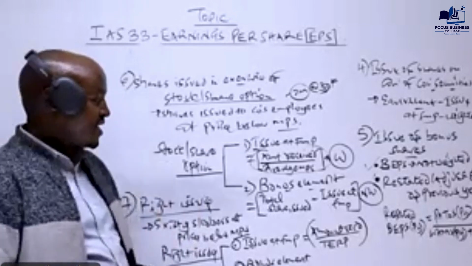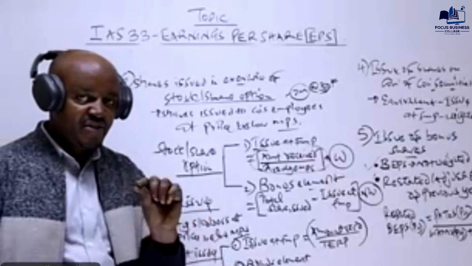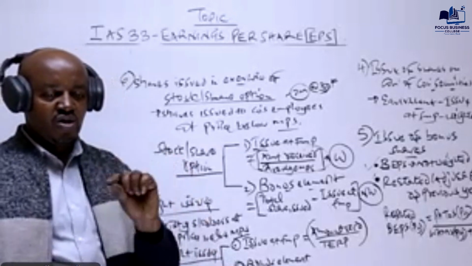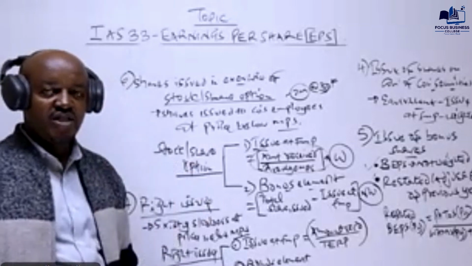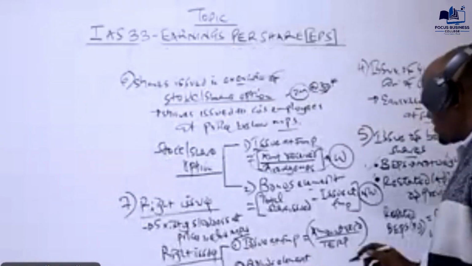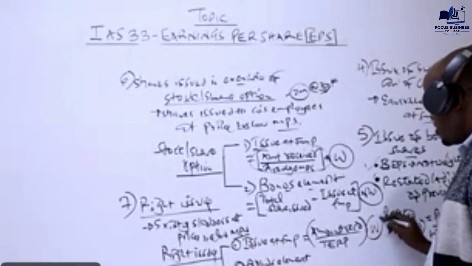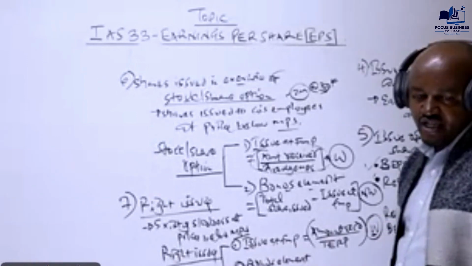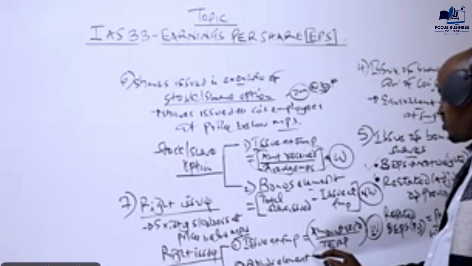Theoretical ex-rights price is basically the expected market price per share after the rights issue. After the company has made the rights issue, at which price will the shares of the company be trading in the securities exchange market? And then you also have to recall these shares must be weighted on a time basis. And then from there, we compute the bonus element.